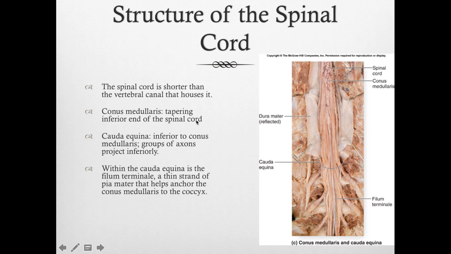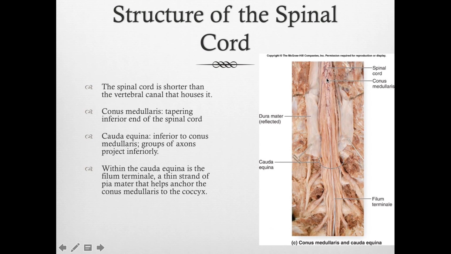There are specific structures on the spinal cord that we expect you to know. The first one here is what we call the conus medullaris, right? And this is the tapering cone-like end of the spinal cord. And so we see this conus medullaris right here.